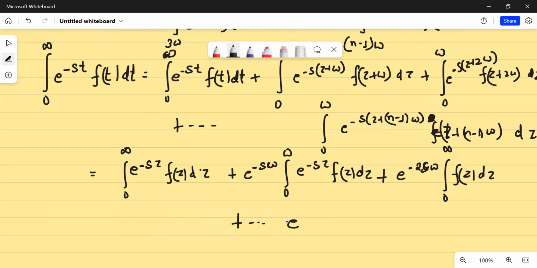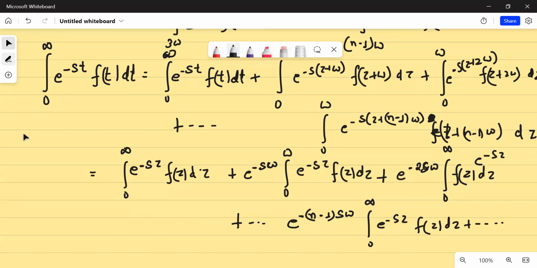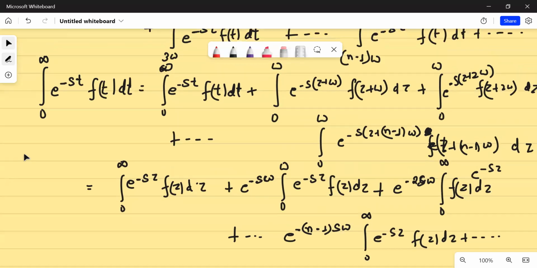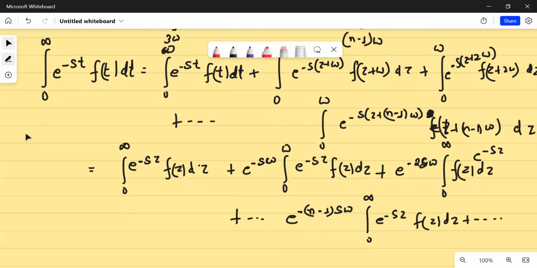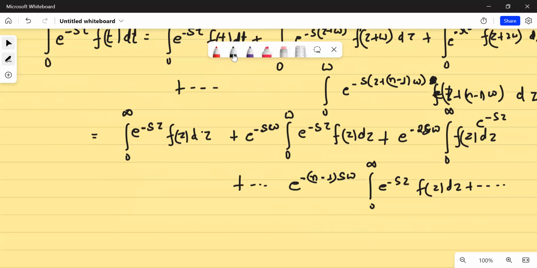This is e की power minus (n−1)sω, integration from 0 to ω. Oh, I have forgotten, right? This e की power minus sz f(z) dz, and so on and so forth. All these things will go carry. ठीक है, कोई दिक्कत इसके अंदर? Yes, sir. Clear. Okay, and this is equal to what?